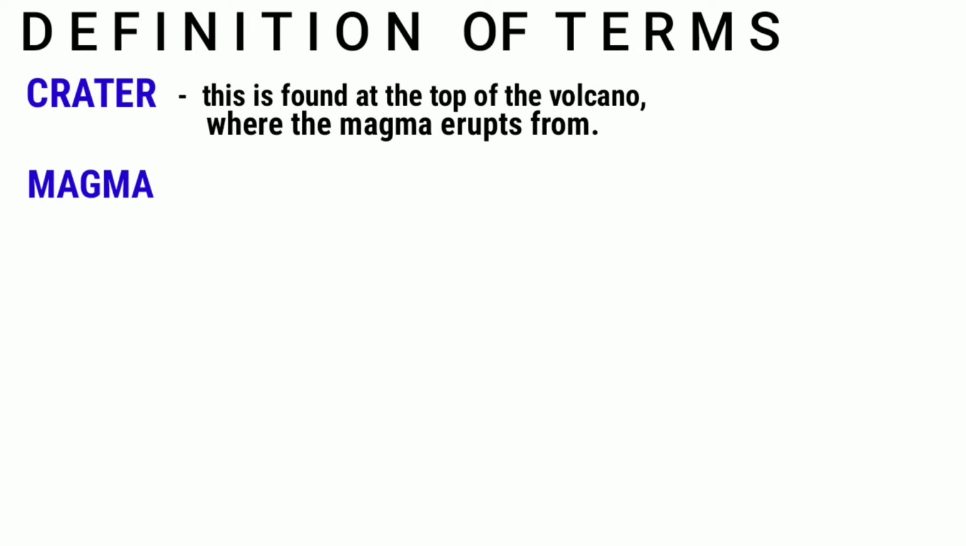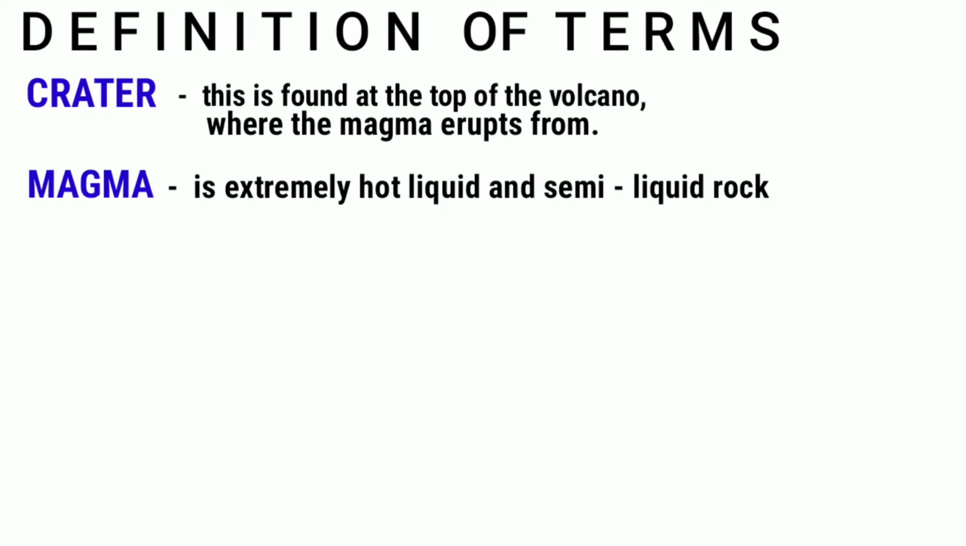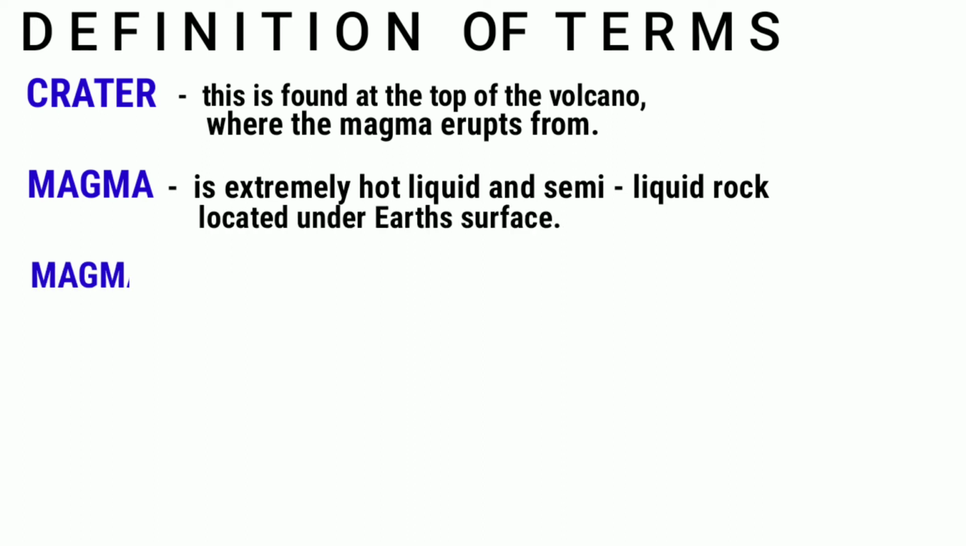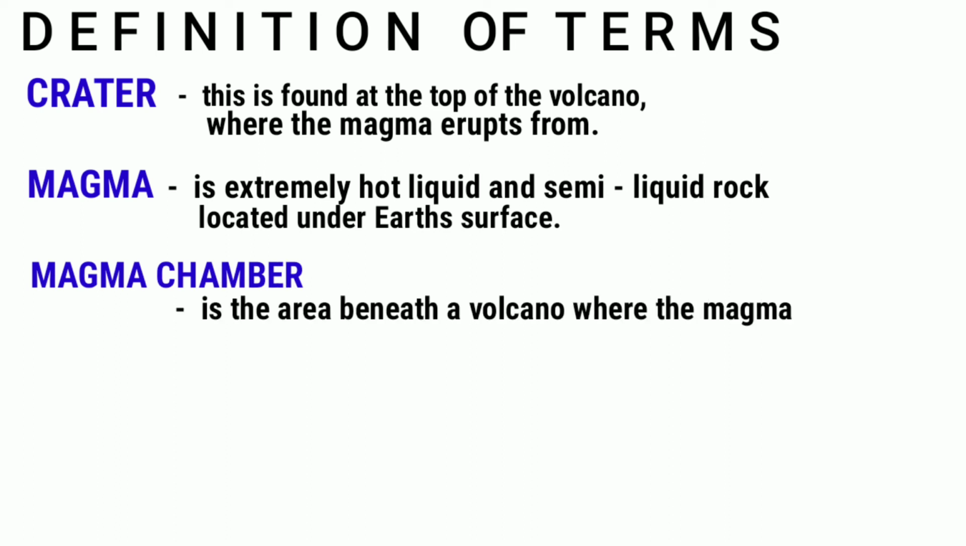Magma is extremely hot liquid and semi-liquid rock located under the Earth's surface. Magma chamber is the area beneath a volcano where the magma collects before an eruption.